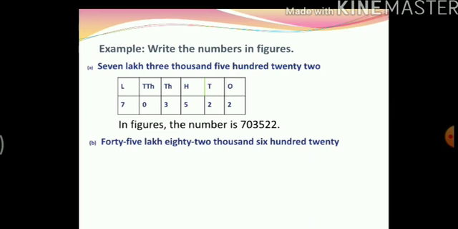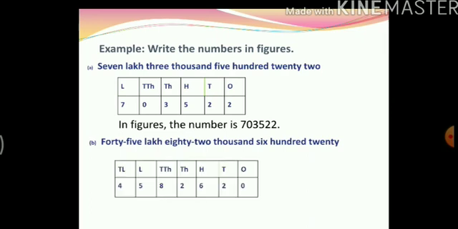Let's try another example. 45,82,620. Once more, let's put it in the place value table. We put 45 in 10 lakh and lakhs place. We put 82 in 10,000 and thousands place. We put 6 in hundreds place and we put 20 in the tens place. Since there is no ones, so we put 0 in the ones place. So our number in figure will be 4582620. I hope you were able to understand how to do this.